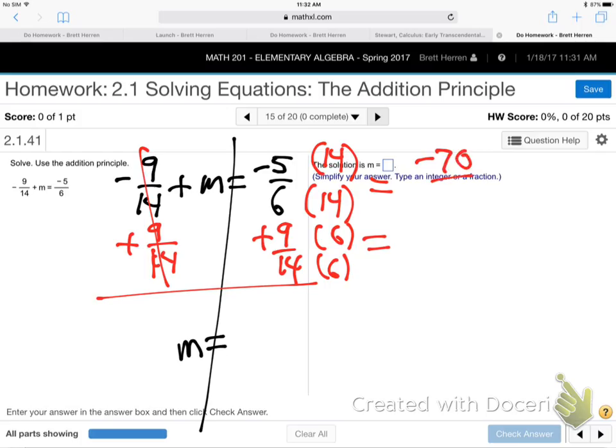Minus 70. You can use a calculator, you know, these are big numbers if you need to. Was it 84? And this one will be 54 over 84. See how I made the two bottoms the same? Because I did 6 times. Yeah, that'll work good. That's even better.